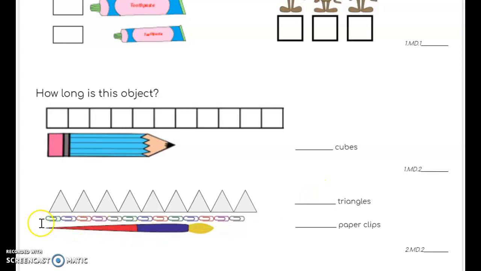Then you're going to look at the paper clips and you're going to count how many paper clips long the paintbrush is, and you're going to put that number next to paper clips. So again, you're counting how many triangles long this paintbrush is, putting that number next to triangles, and then you're counting how many paper clips long that paintbrush is and putting it next to paper clips.